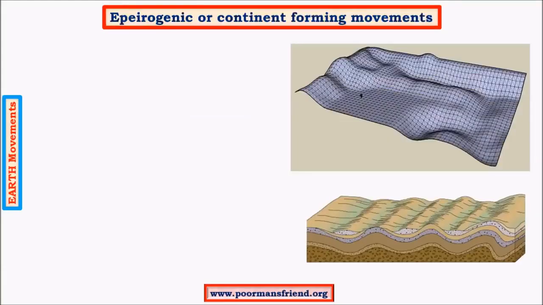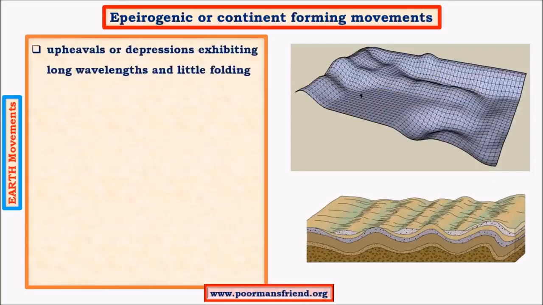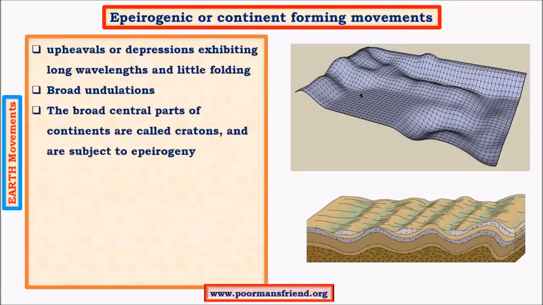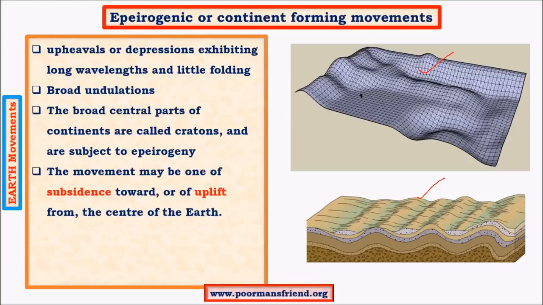The next important movements are epeirogenic, or continent forming, movements. These are nothing but broad undulations. As I've already told you, they occur over large distances, so they are not clearly visible. For this, a vast continental area could be visible like this from above the earth's surface. So epeirogenic movements are continent forming movements. They usually shape the continents.